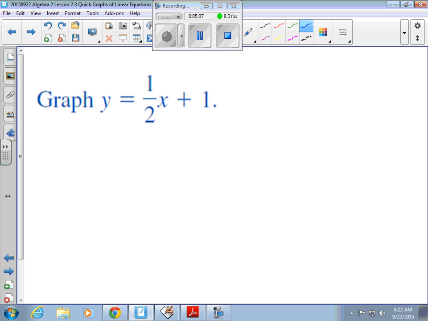Okay, find a little space. I know there's not a lot of backspace, so just in the margin or in the middle where you've got some area, graph that one right there. 1/2 x plus 1. Very, very simple graph. Take about 20 seconds.